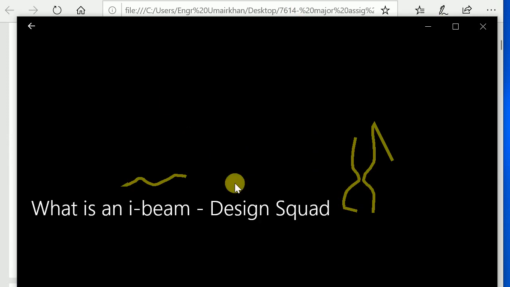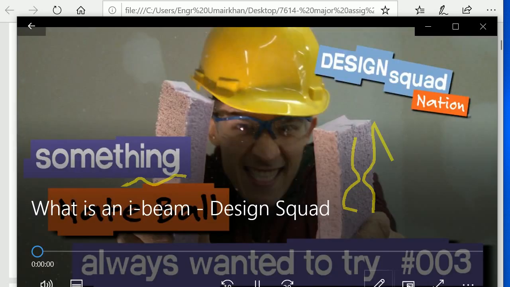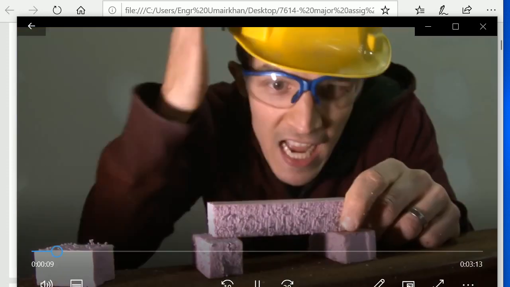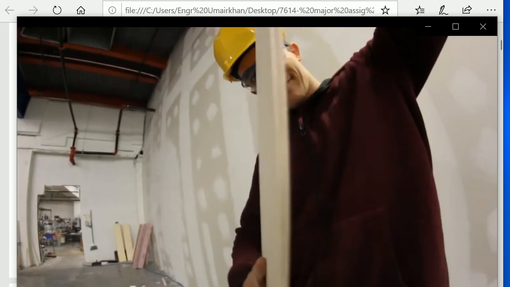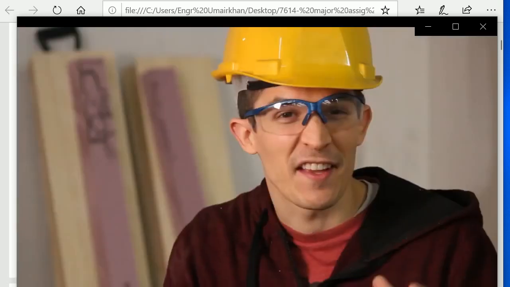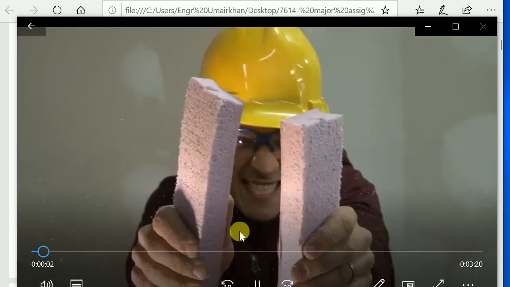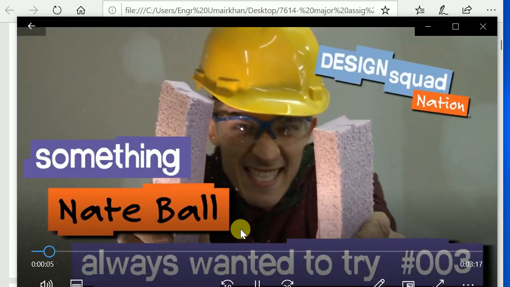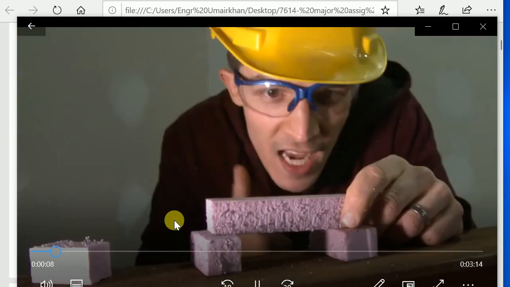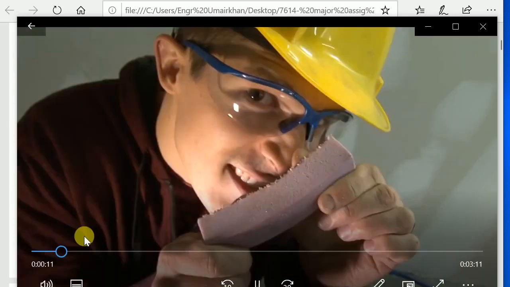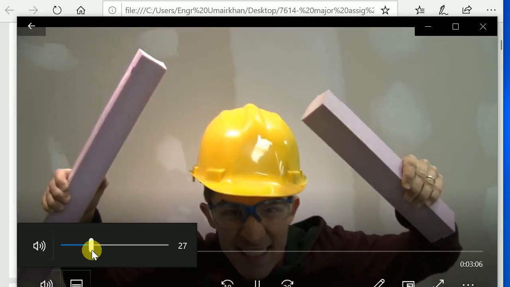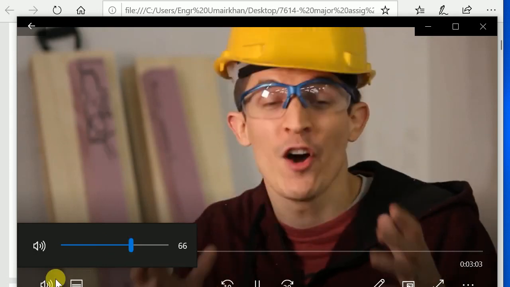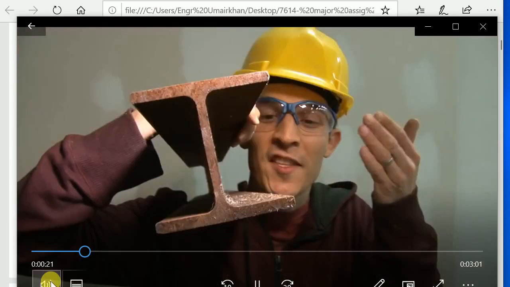There's something I've always wanted to try. To make something really strong out of weak materials. This is not a strong beam. I'm going to use super thin plywood and styrofoam to make a beam that can hopefully hold up a load of hundreds of pounds. It's an I-beam. This is the classic I-beam. It's called an I-beam because in cross-section, it looks like an uppercase I.